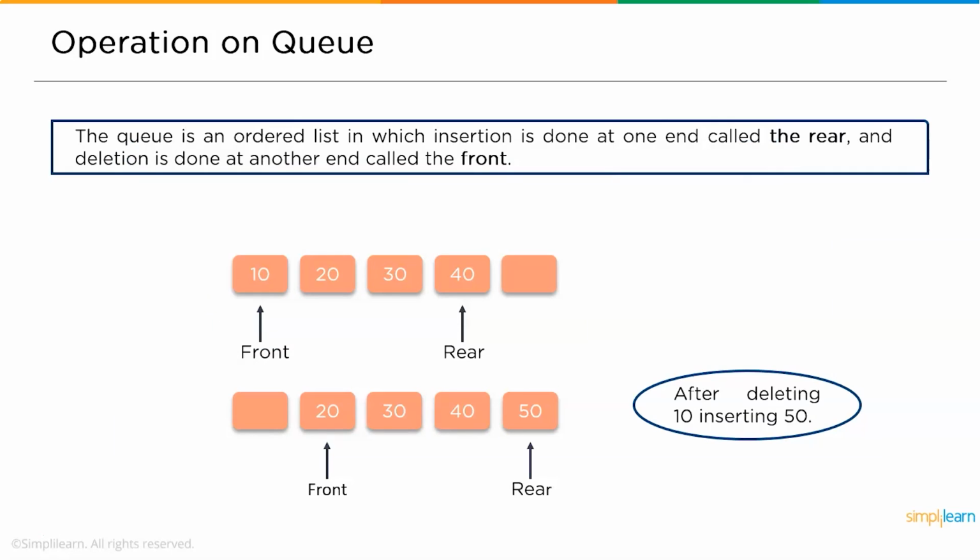The queue is an ordered list in which insertion is done at one end, that is called rear, and deletion is done at another end, which is called front.